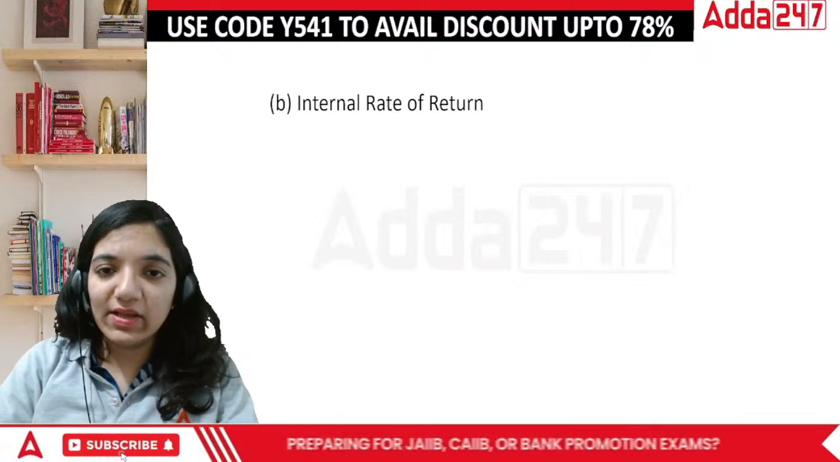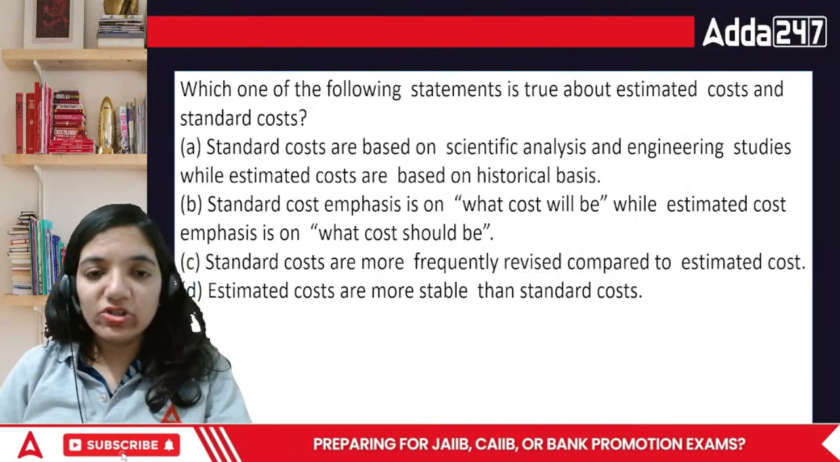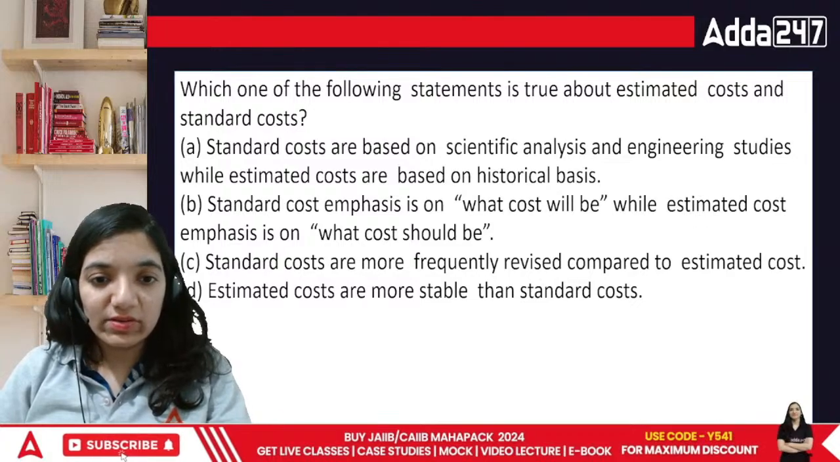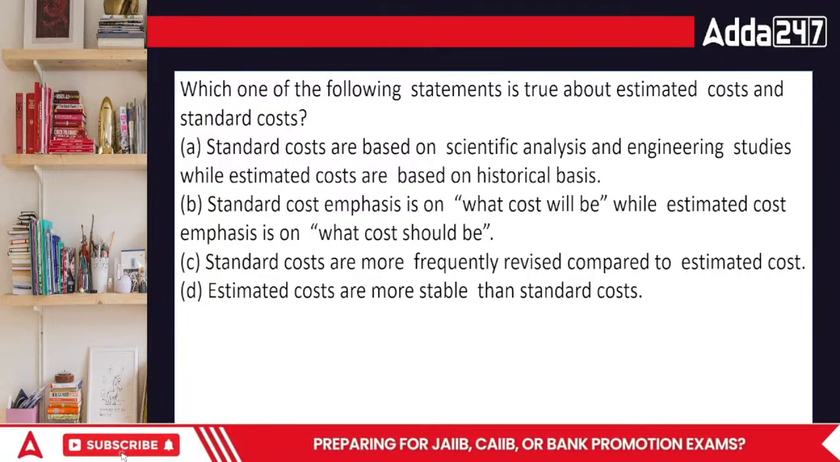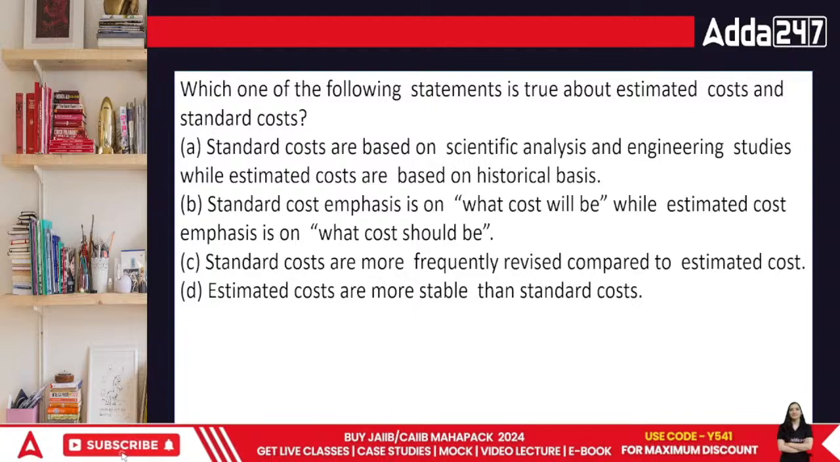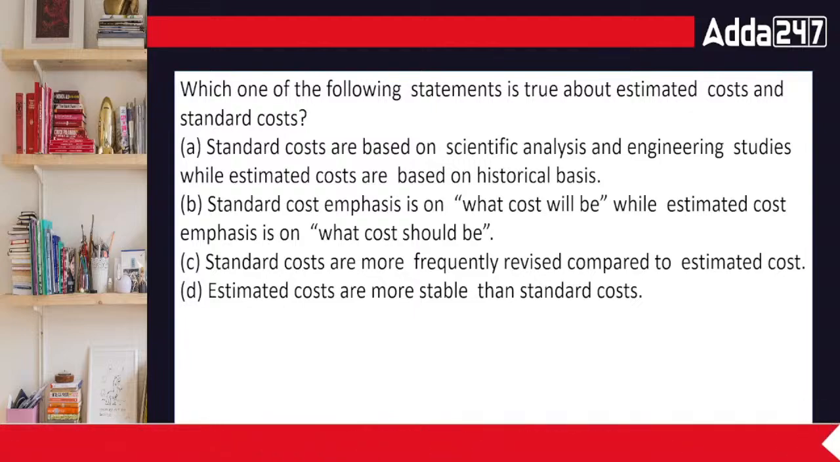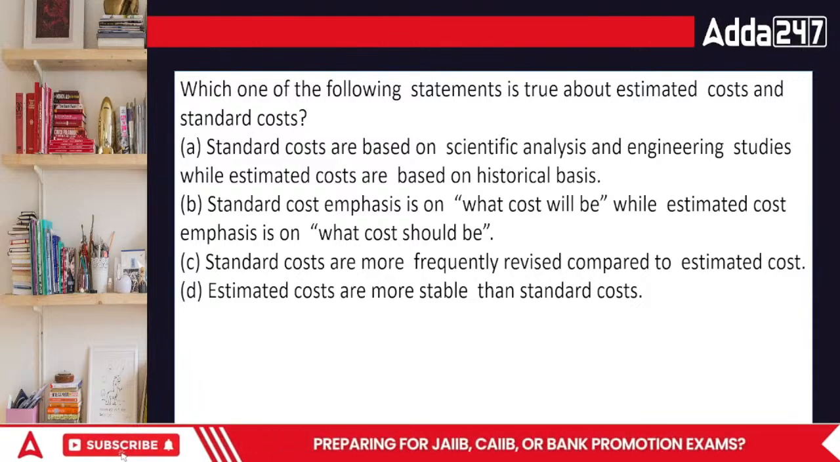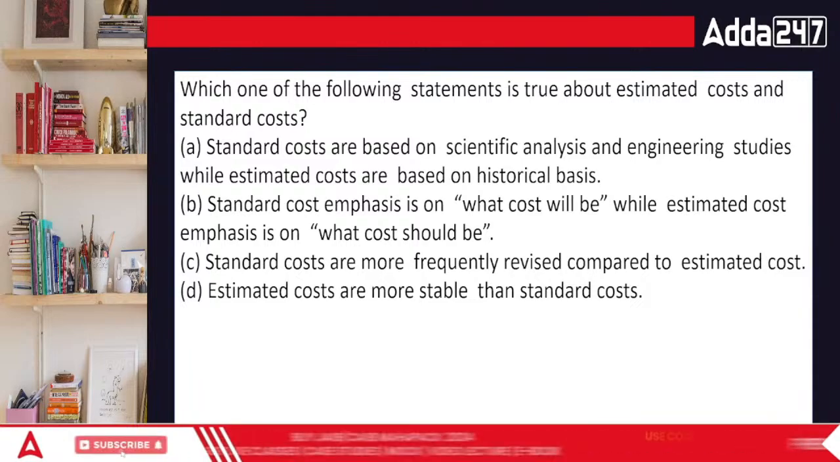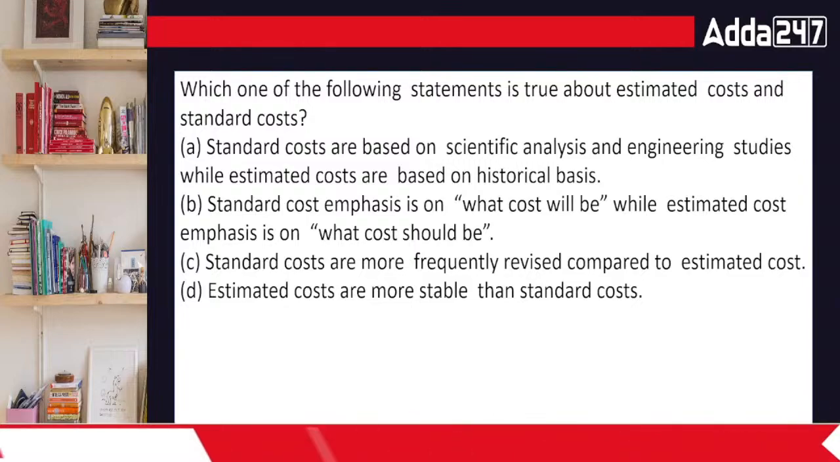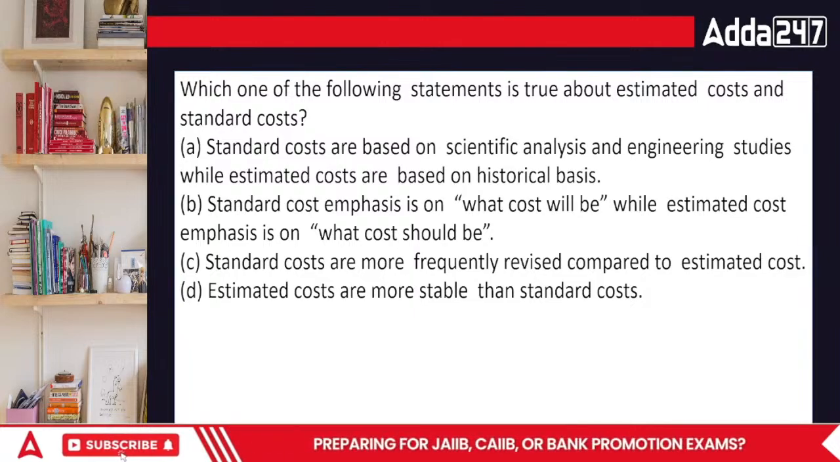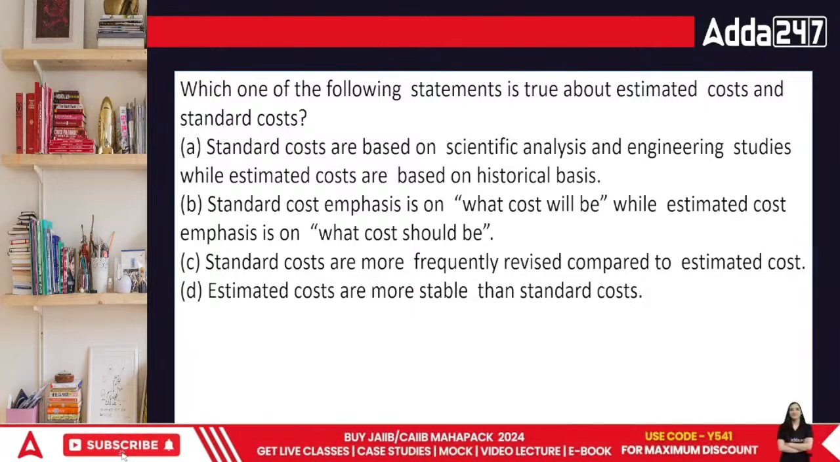Okay, so let's continue further, everyone. Which of the following statements are true? In terms of estimated costs and standard costs, there are two kinds of cost: standard cost, and the second part is our actual. We normally compare these two in order to find out whether we are going good in our books of accounts or we are going bad.